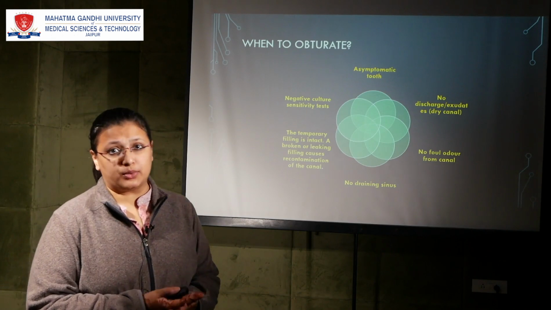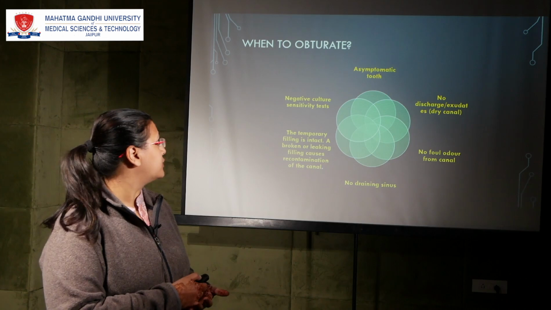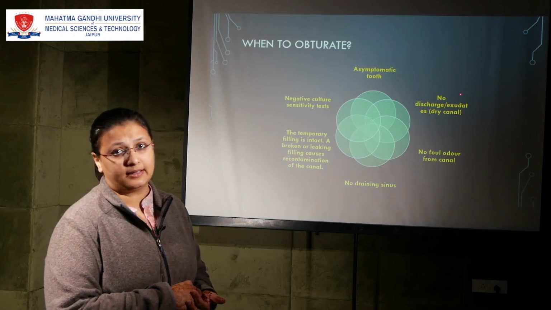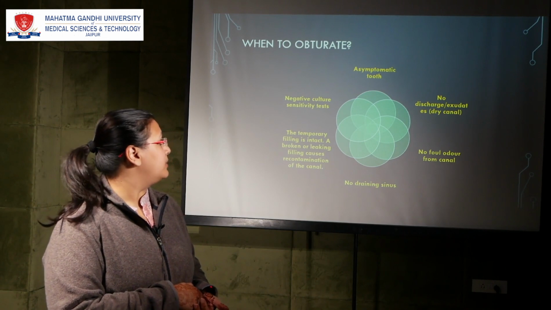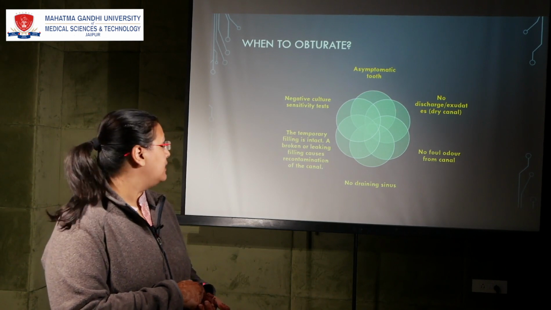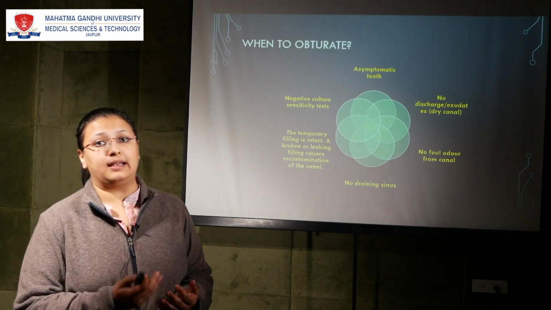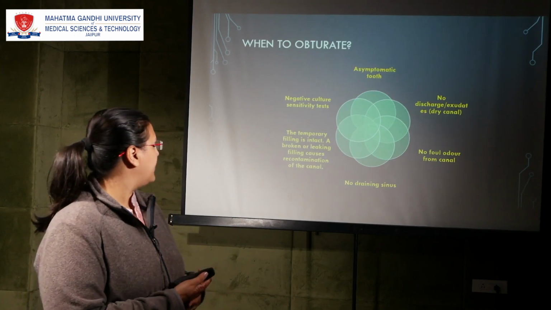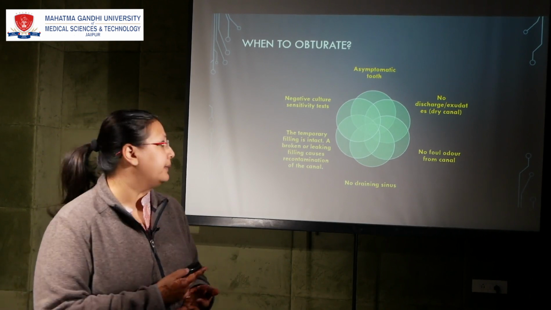Now, when to obturate? The question is, when do we obturate the root canals? So, first of all, the tooth should be asymptomatic. There should be no discharge or pus drainage. There should be no foul odor from the canal. There should be no draining sinuses. Then the temporary filling should be intact. So inter-appointment fillings basically, and negative culture sensitivity test that we used to do earlier.